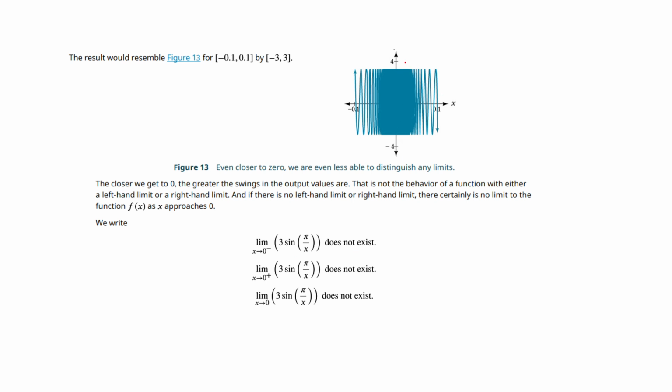The oscillation here never ends, and as you get closer to 0, it just keeps oscillating like crazy, and it never approaches anything. So from the left it doesn't exist, from the right it doesn't exist, and obviously then from both sides coming together it doesn't exist.